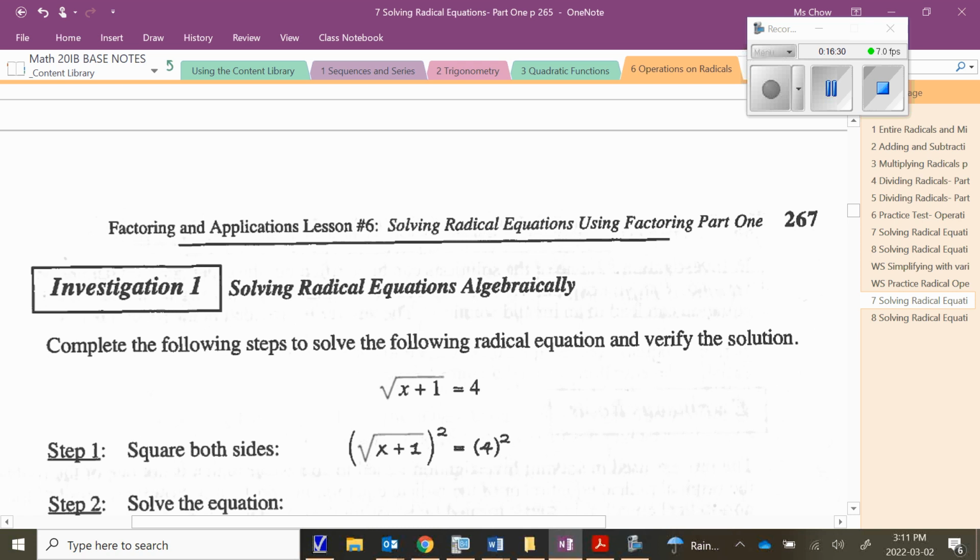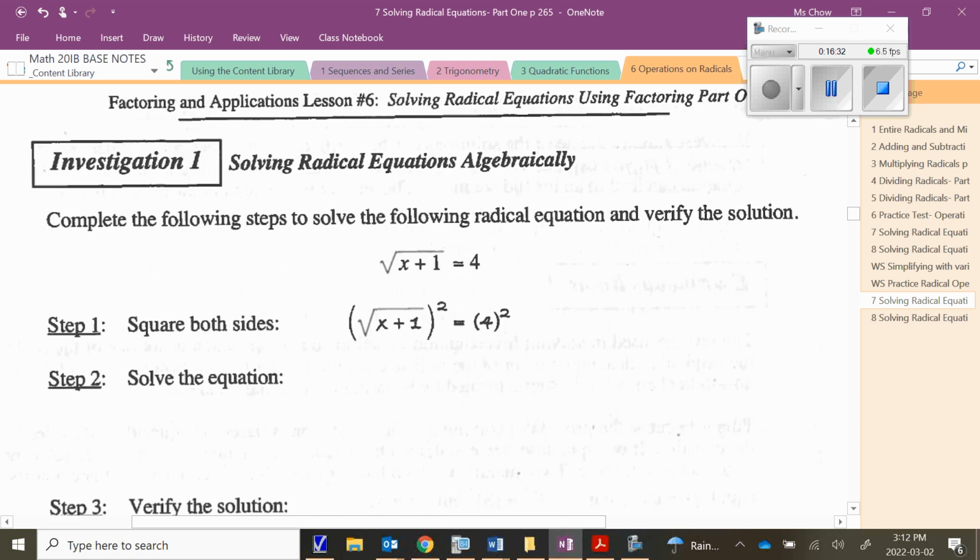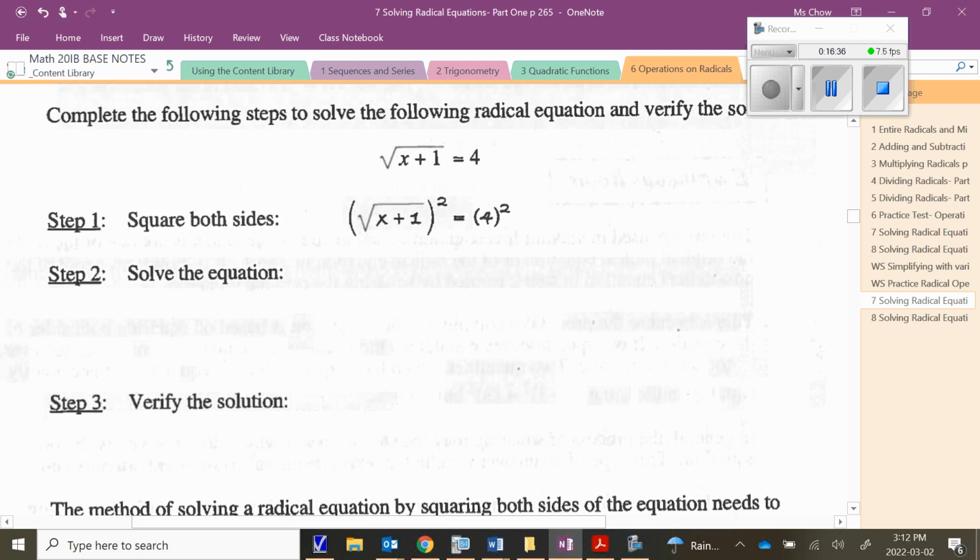Okay, so if we were going to solve algebraically, here's what we want to do. If you think about it, we want to isolate x. Right now, it's square rooted. So some people say, well, can I subtract 1? No, you cannot, because that 1 is still tied to that x, and it's under the square root symbol.